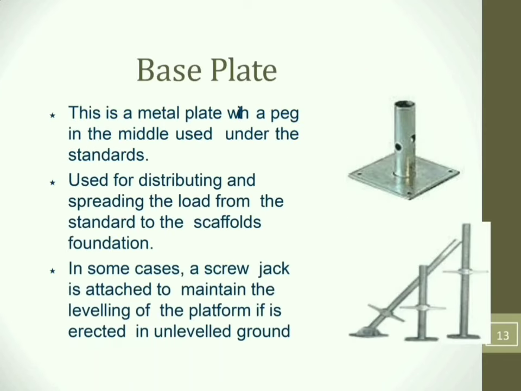For the base plate, two categories of base plate are shown in the picture here. This is the metal plate, the first one with a peg in the middle, used under the standards. It is used for distributing and spreading the load from the standard to the scaffold foundations. And the second one, in some cases a screw jack is attached to maintain the leveling of the platform if it is erected on unleveled ground. Most of the time, like in staircase areas and floor edge areas, we will use this screw jack. That is very important during scaffold erection.